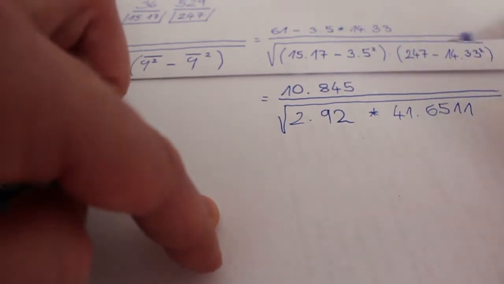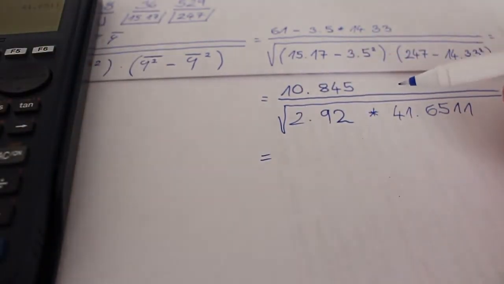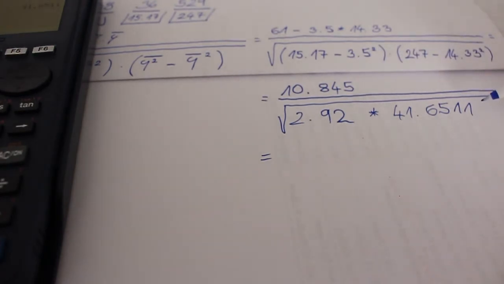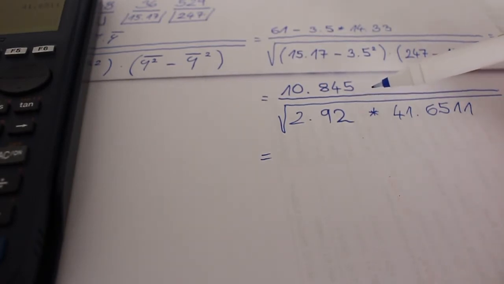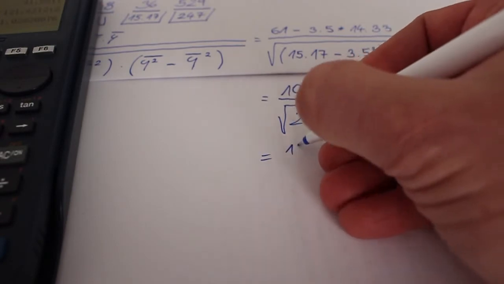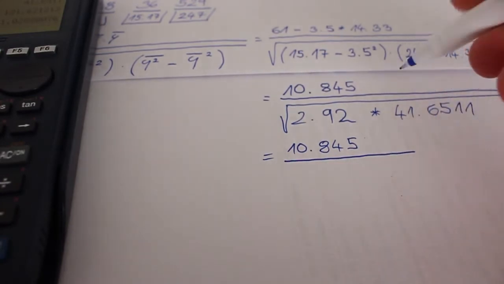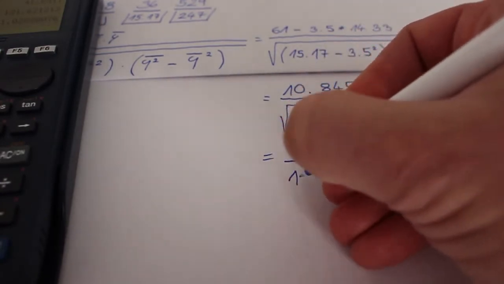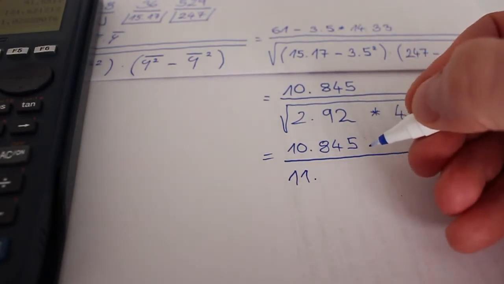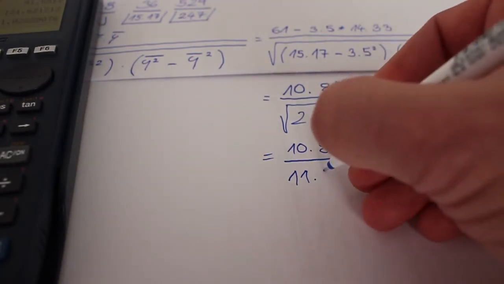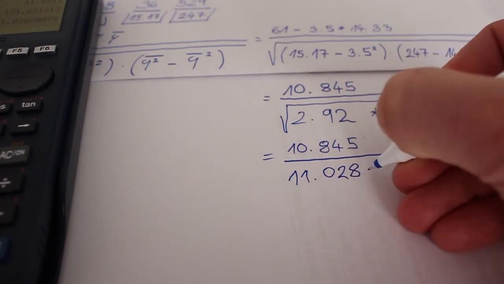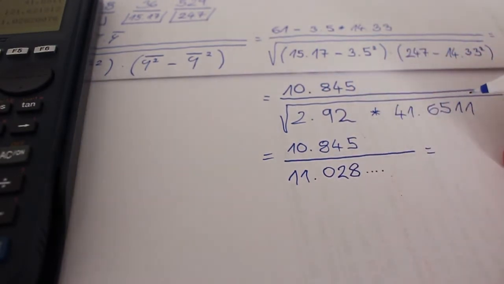Okay, so denominator: 41.6511 times 2.92, enter. Square root from this value. So numerator 10.845, denominator square root from this result, 11.028 and other decimal places, yes, equal sign.